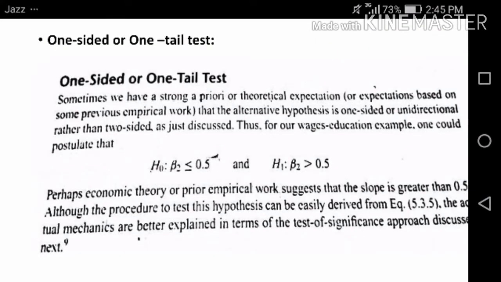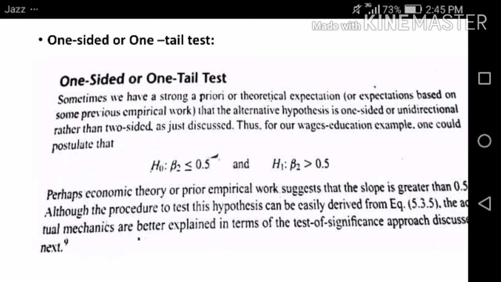Next topic is the one-sided or one-tail test. Sometimes we have a strong or purely theoretical expectation, based on some previous empirical work, that the alternative hypothesis is one-sided or unidirectional rather than two-sided. As discussed, in our wages and education example, one could postulate that H0 is beta 2 is less than or equal to 0.5 and H1 is beta 2 is greater than 0.5.